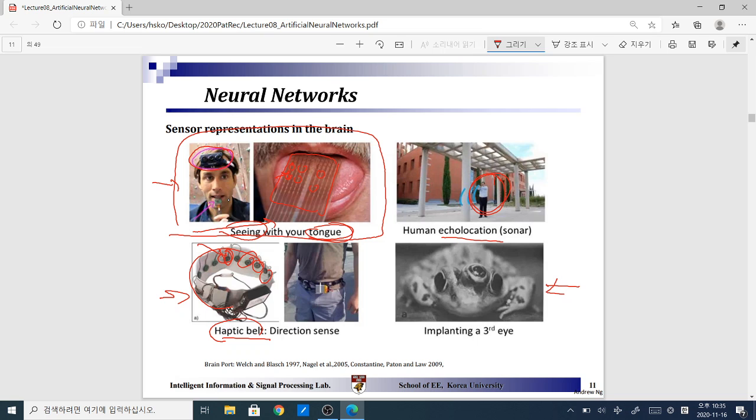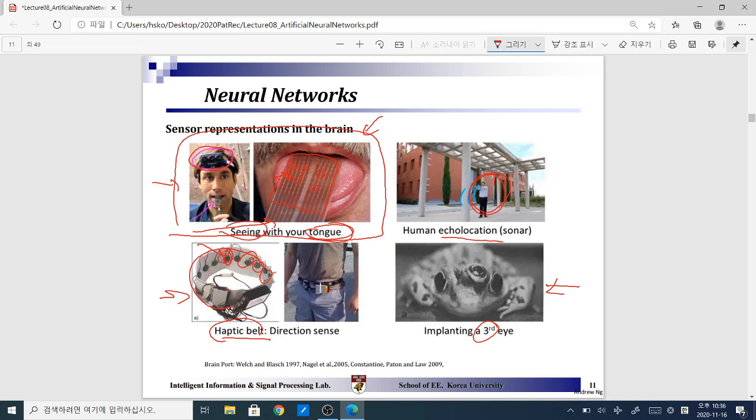And once again, you could add to the visibility by having another, say, a third eye implanted, the way this frog has a third eye, and hopefully having a third eye would increase the ability to see much, much better. So all of these pictures show different mechanisms or experiments where the brain can learn to do things other than what it previously learned to do.